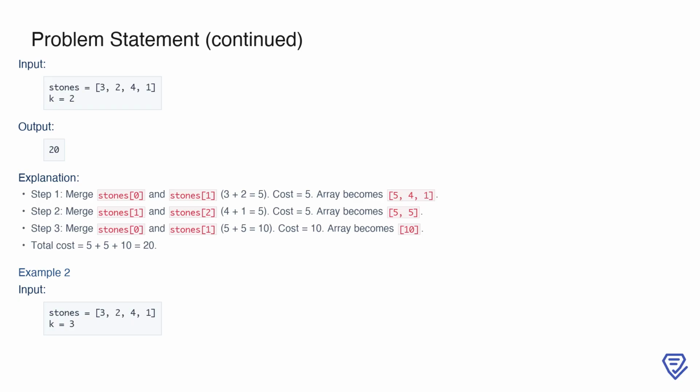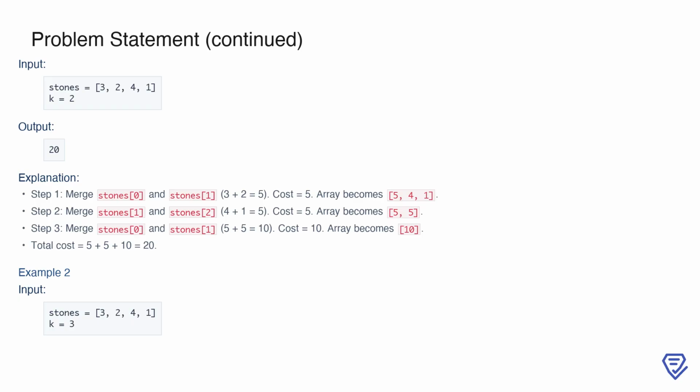In the second step, we merge the next 2 stones, 4 and 1, into a pile weighing 5, adding another cost of 5. The array is now 5, 5. Finally, we merge the last 2 piles, 5 and 5, into one pile weighing 10, with an additional cost of 10. The total cost of these merges is 5 plus 5 plus 10 is equal to 20. This is the minimum cost for this example.